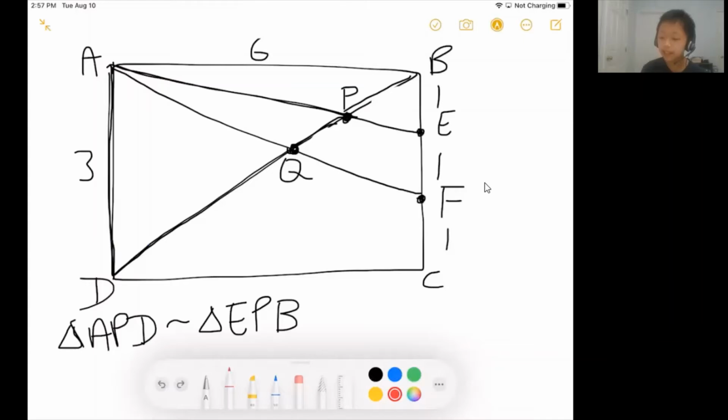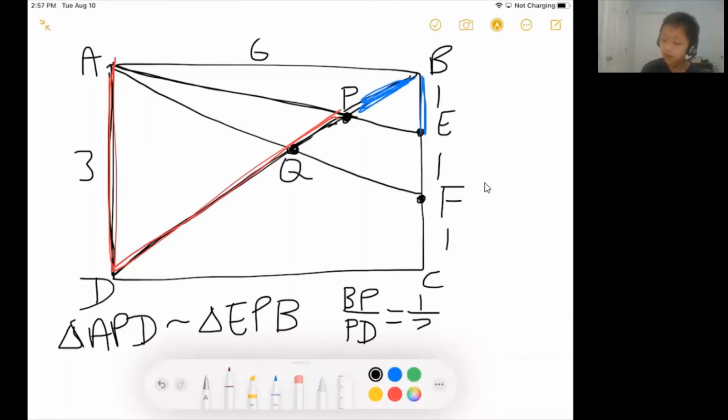If you have two angles in two triangles that are the same, then they're similar. So we know triangle APD is similar to triangle EPB. That gives us some information. We know that BP over PD, this length divided by this length, is going to equal BE divided by AD, since these two triangles are similar. So BP divided by PD is going to equal 1 divided by 3. So we already got some nice information on our ratios.